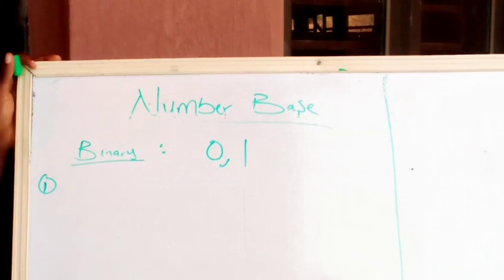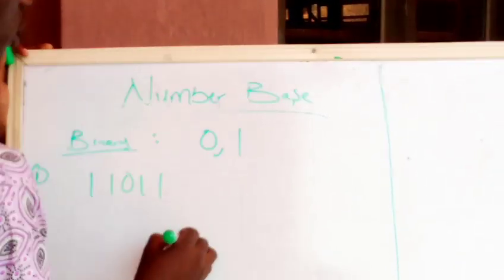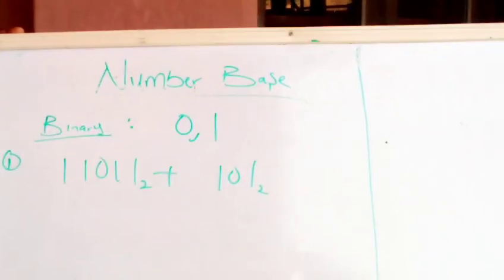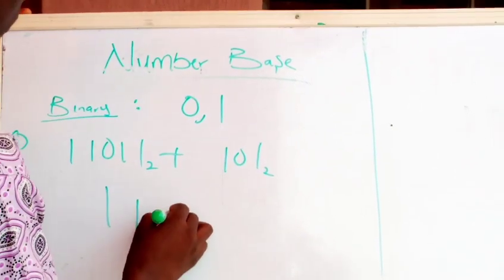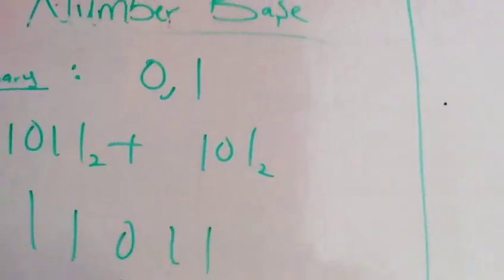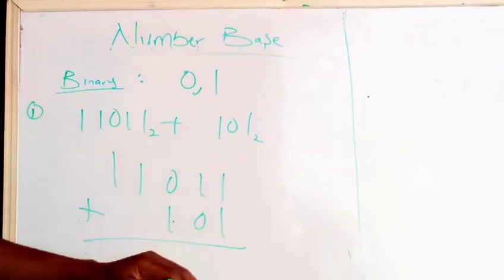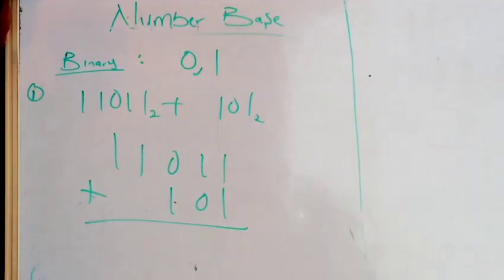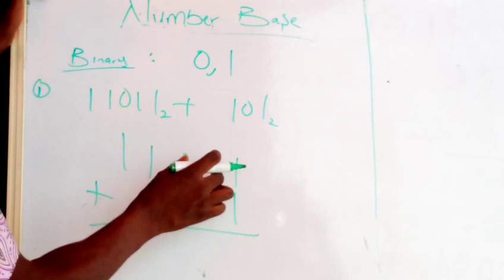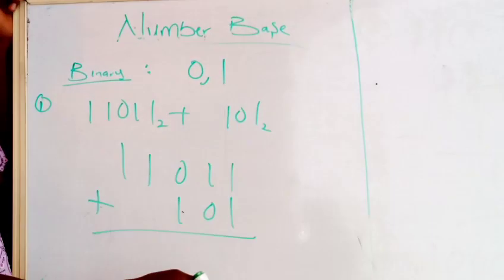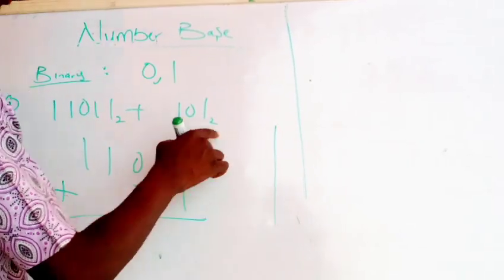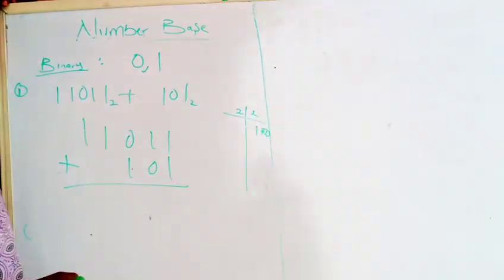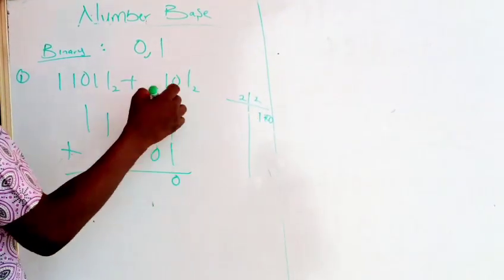Giving an example 1, I have 11011 plus 101 in base 2. I want to find the sum of these numbers in base 2. So I have 11011 plus 101. Now you start just like your normal decimal number, that's your base 10 number. 1 plus 1 is 2. But of course we know that since a binary number has just 0 and 1, 2 is not included. So what do I do? I reduce 2 by dividing it by my base, which is 2. So I can say 2 divided by 2 is 1, remainder 0. So you write down your remainder and then you carry the 1.